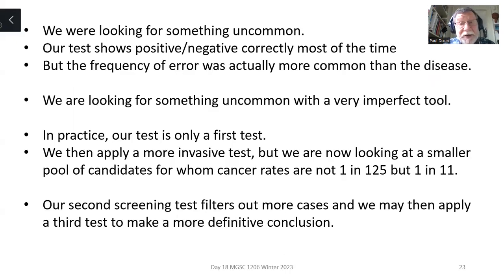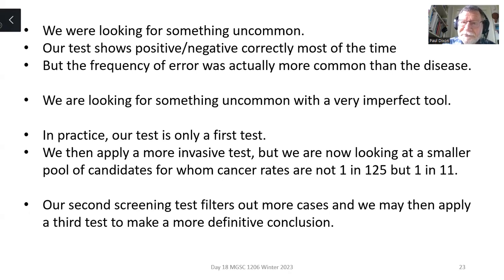So really, we're looking for something that's quite rare, 1 in 125, 0.8%. I can't picture 0.8%. It's a tiny number. Our test is right most of the time, but actually the chance it makes a mistake is much higher than 0.8%. It misses those with cancer 10% of the time. It misdiagnoses those without cancer 7% of the time. So it makes a lot of mistakes relative to how frequently the cancer actually occurs.